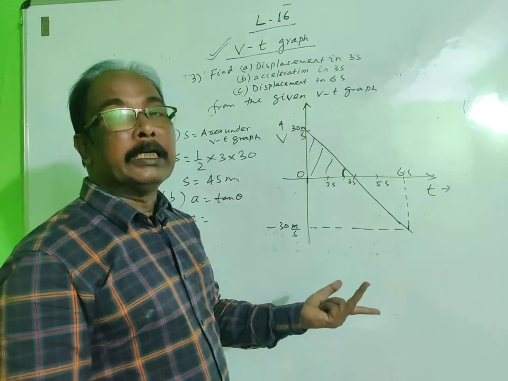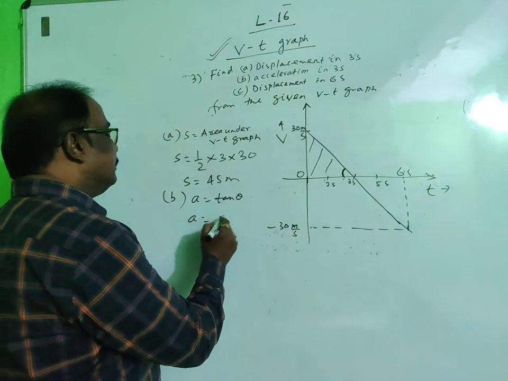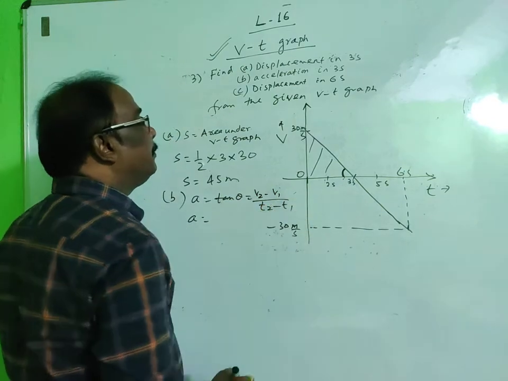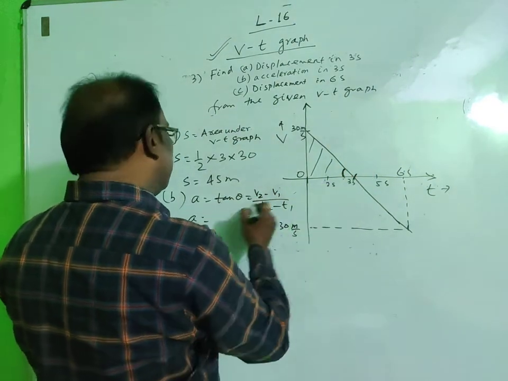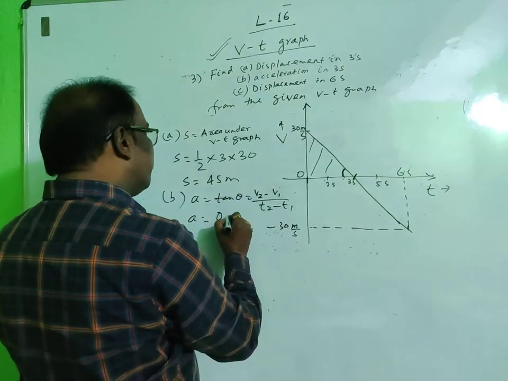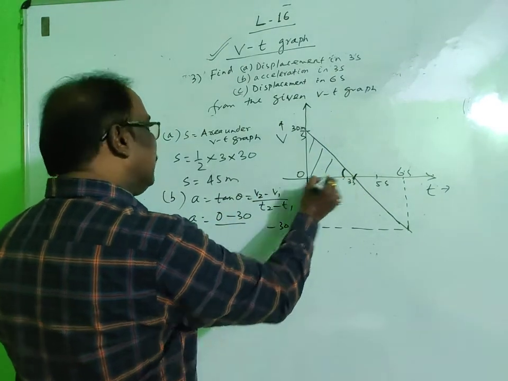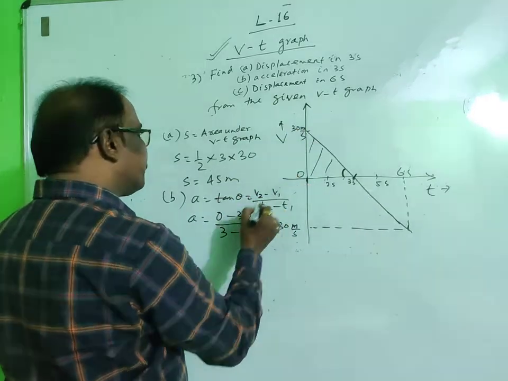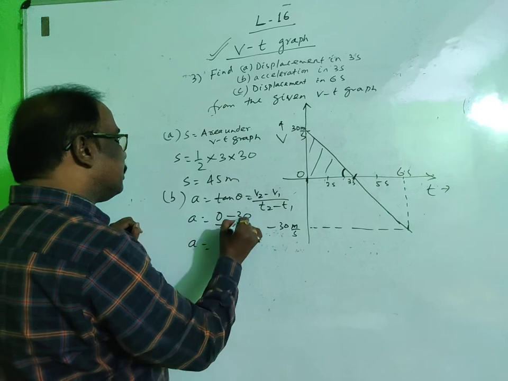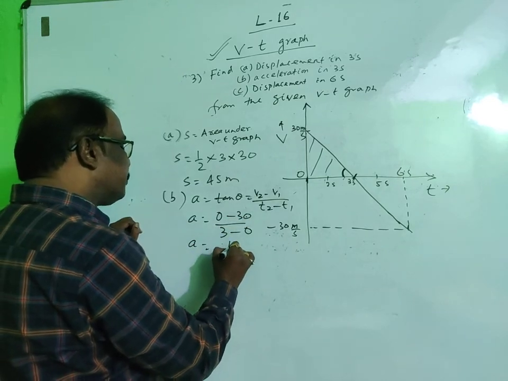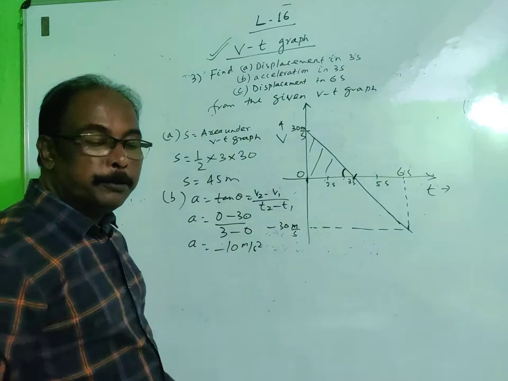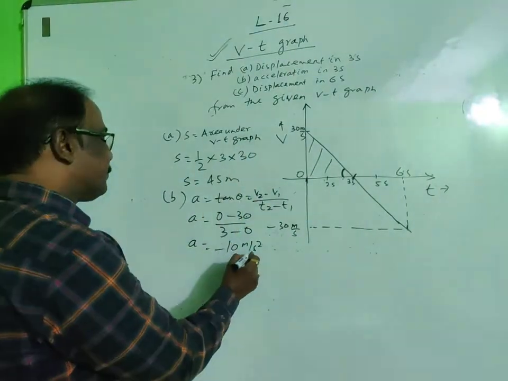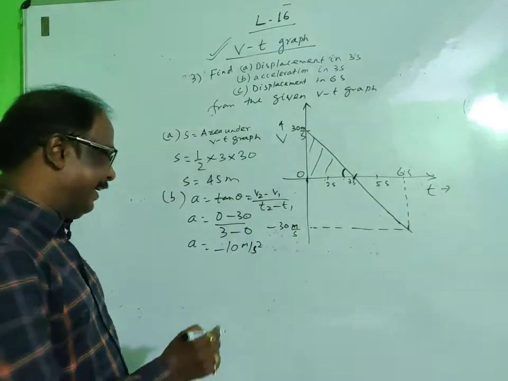to 0 in 3 seconds. So at 3 seconds, tan theta means V2 minus V1 by T2 minus T1, dV by dt. So final velocity is 0. Initial velocity is 30 meter per second. Final time is 3 minus initial time is 0. When velocity is 30 meter per second, time is 0. Means acceleration is minus 30 by 3 means minus 10 meter per second square. Yes, your answer is minus 10 meter per second square. So I am right. Then bit C.